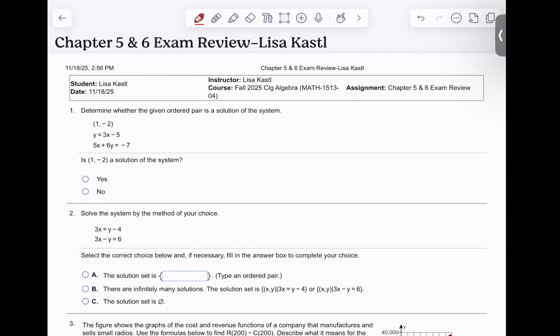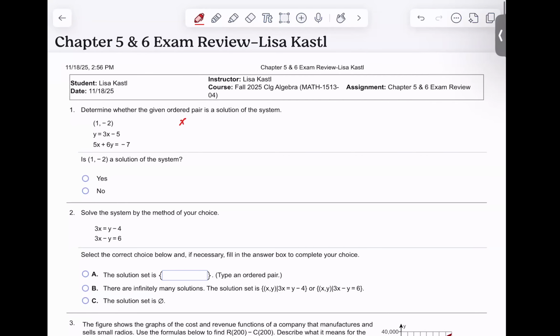To be able to determine if that ordered pair is a solution to the system, we're going to substitute that ordered pair into each equation and see if we get a true statement. So we're going to substitute x equals 1 and y equals -2 into both equations.